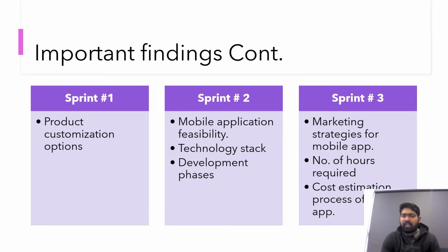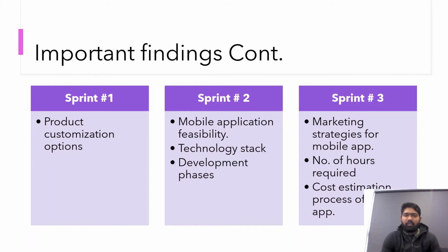Sprint 3, marketing strategies for mobile app, number of hours required, cost estimation. When it comes to Sprint 1, we need to use the right product and decide what kind of designs and customizations are to be used in the product. We can use a different process, like an ASP.NET application, so we can select the product, design and customize the product, and check out.